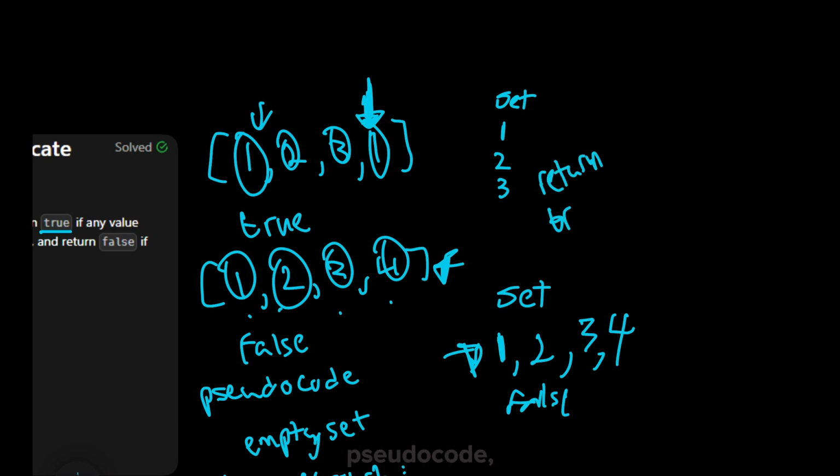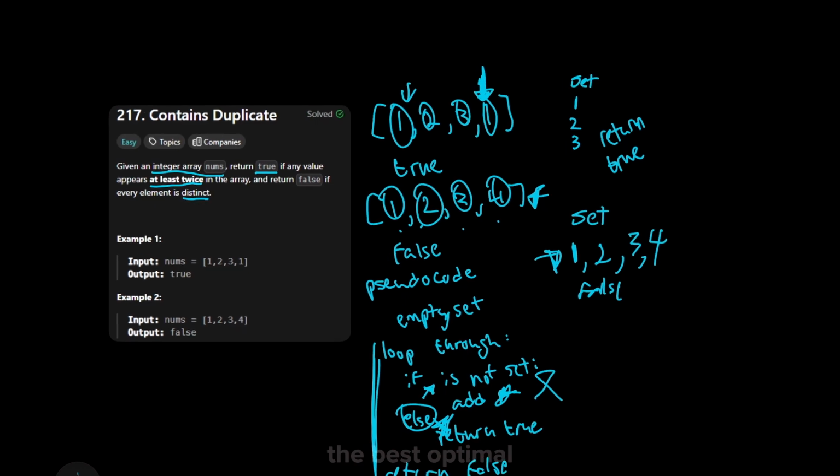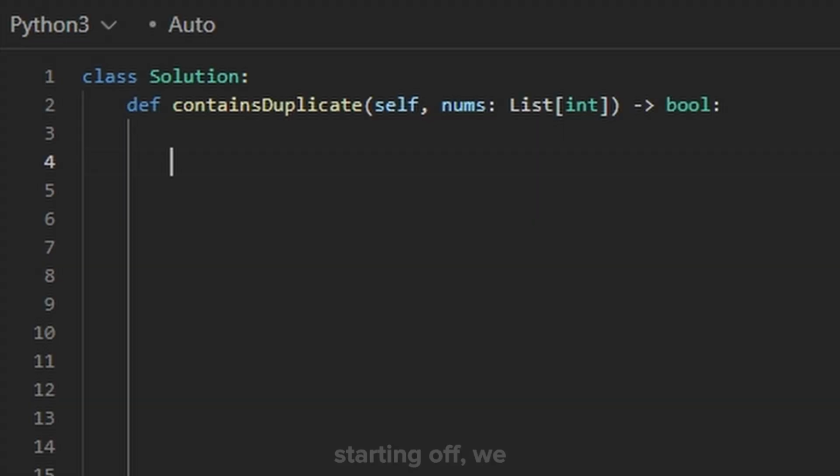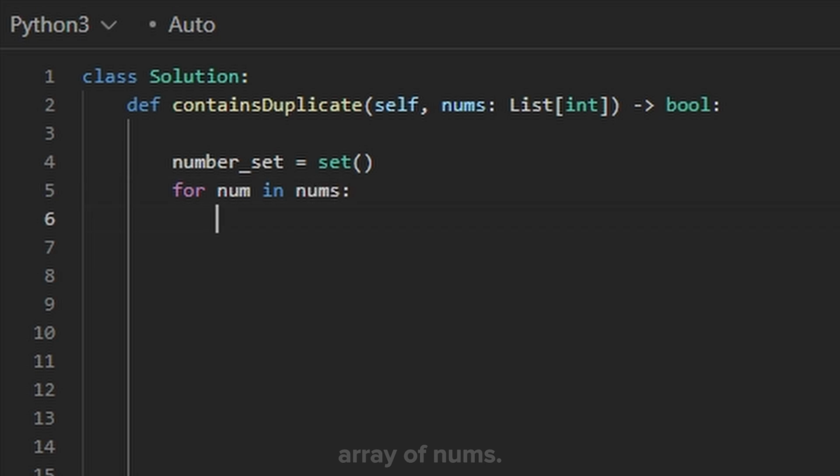Using this simple pseudocode, let's go code up the best optimal solution. Okay, so starting off, we want to create our empty set here. So I'm going to do that. And then we want to iterate through the array of nums.